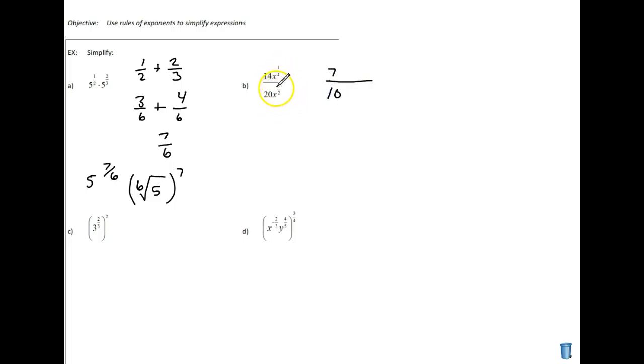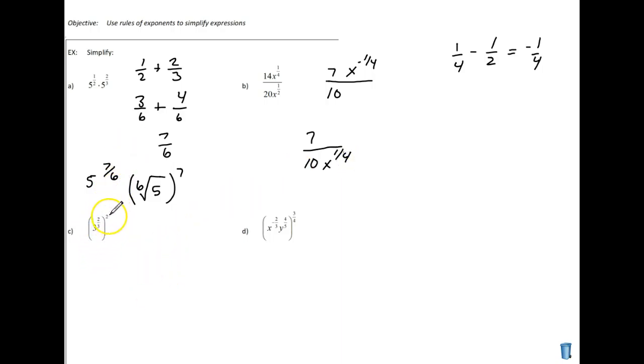And when I have the same base but I'm dividing, I subtract the exponents. So I have 1/4 minus my 1/2. I don't know why I have such problems with 4s. And if I have 1/4 and I subtract 1/2, I end up with a negative 1/4. Okay, so this would be 7x to the negative 1/4 over 10. But remember, we can't have negative exponents, so we need to move it down to the denominator and say that's x to the positive 1/4 in the denominator. Okay.